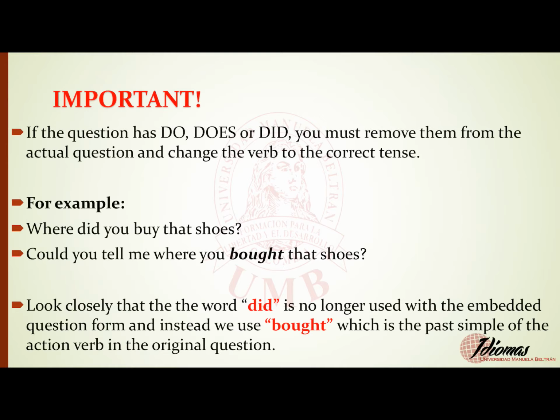So, where did you buy those shoes? In the embedded question, it would be, could you tell me where you bought those shoes? Notice that the word buy has been changed completely. The letters, the pronunciation has been changed completely because the word buy here is an irregular verb. Look closely that the word did is removed and instead of using did buy, remember that we changed the word completely to past simple.